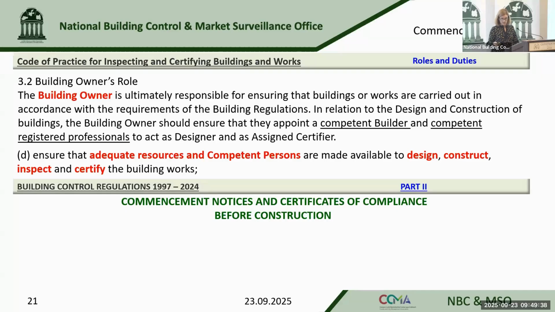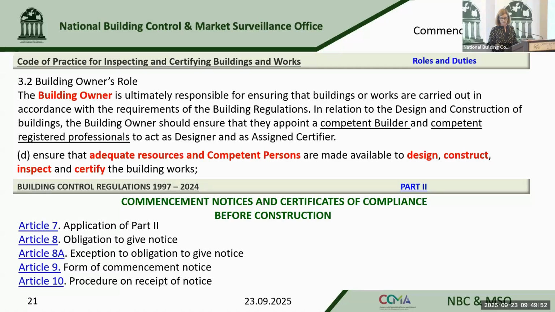So the commencement notice is provided for in Part 2, the commencement notice and the certificates of compliance before construction. So your certificate of compliance and completion is just one certificate. We have multiple at commencement, and we'll go through those. So Part 2 is set out in Articles 7 to 10, which I'm going to go through now.